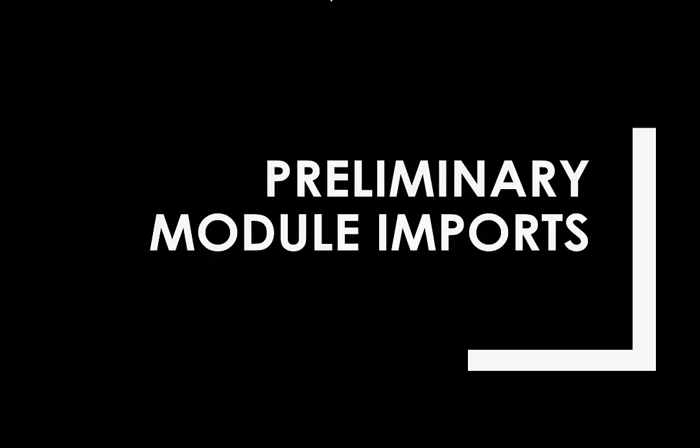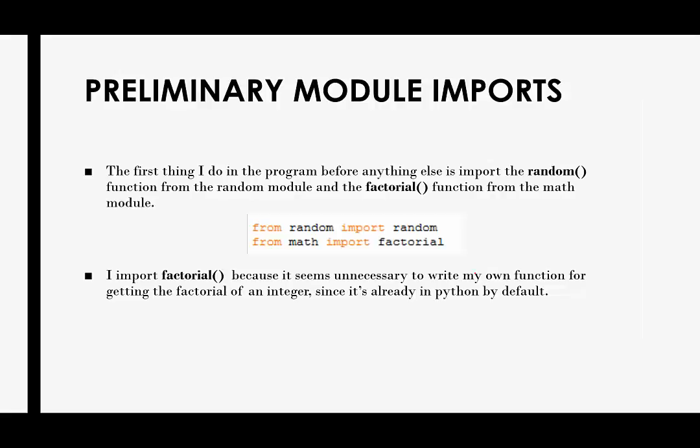So we're going to jump right in here. The first thing that the program does is it imports a couple of functions from modules. It imports random from the random module and factorial from the math module. I import factorial because it seems a little redundant to write my own factorial function when it's built into Python's source code. So I make it a little easier and I just import it.